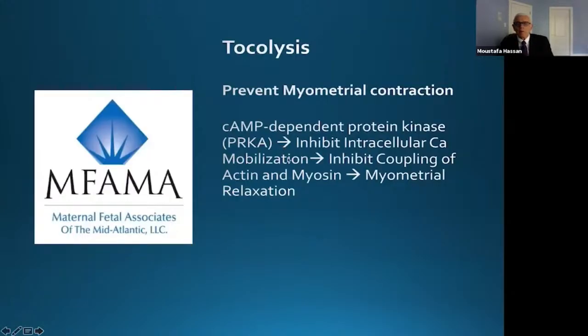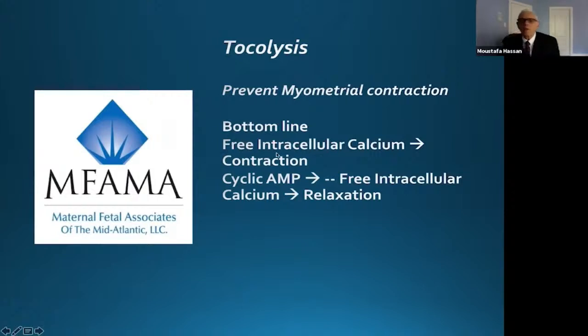So here, what happens? Still a little bit challenging to read. So let's get to the bottom line. That's what you really need to do. Essentially, for contraction to happen, you need to have free intracellular calcium. Calcium should go into the muscle cell, from the outside to the inside. And that's usually done through cyclic AMP. Cyclic AMP decreases free intracellular calcium and causes relaxation. So that would be your target to stimulate when you treat preterm labor.